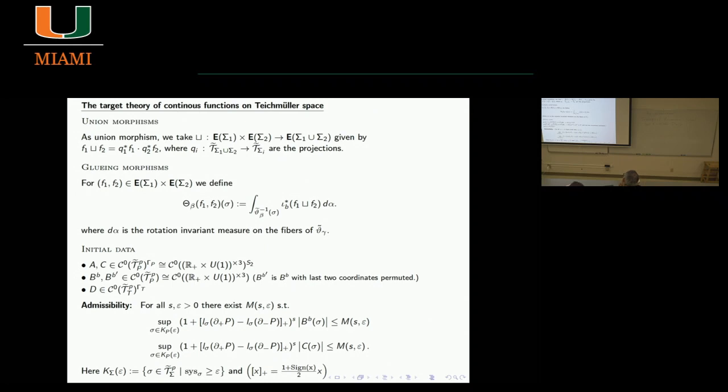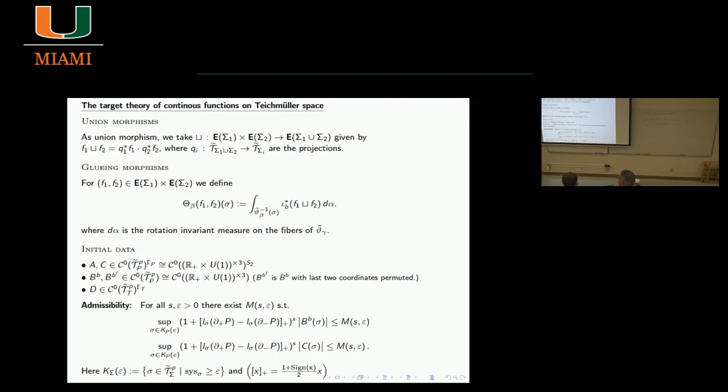Because what I do now is I first take the disjoint union of the two F's. That lives on Teichmüller space of the disjoint union. Now I restrict it to the subset where the lengths of the boundaries I want to glue on agree. That forms a U1 bundle to the number of pairs over the space that I want to end in, namely the glued surface. So I just integrate along the fibers. And I do so with respect to a rotationally invariant measure on the fibers. Perfect. That's what I need. That's all I need. Now I have Teichmüller theory ready as a target theory.